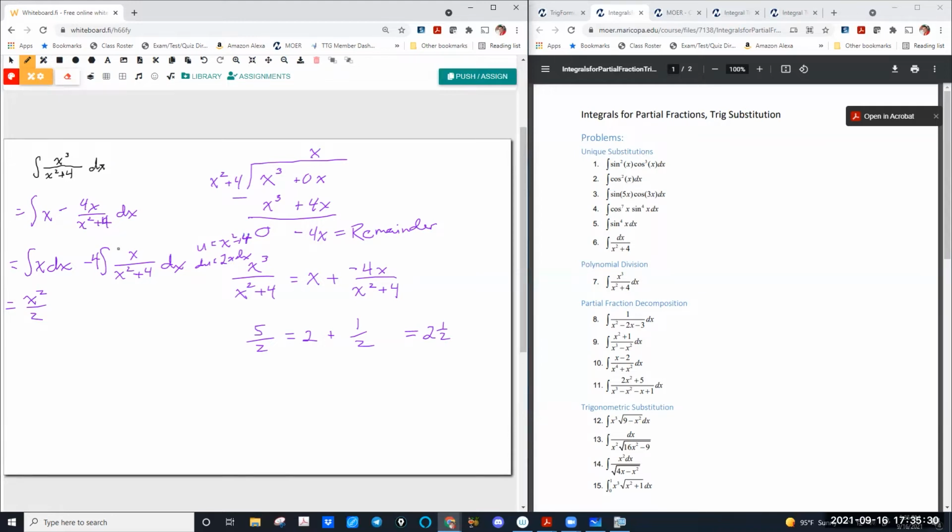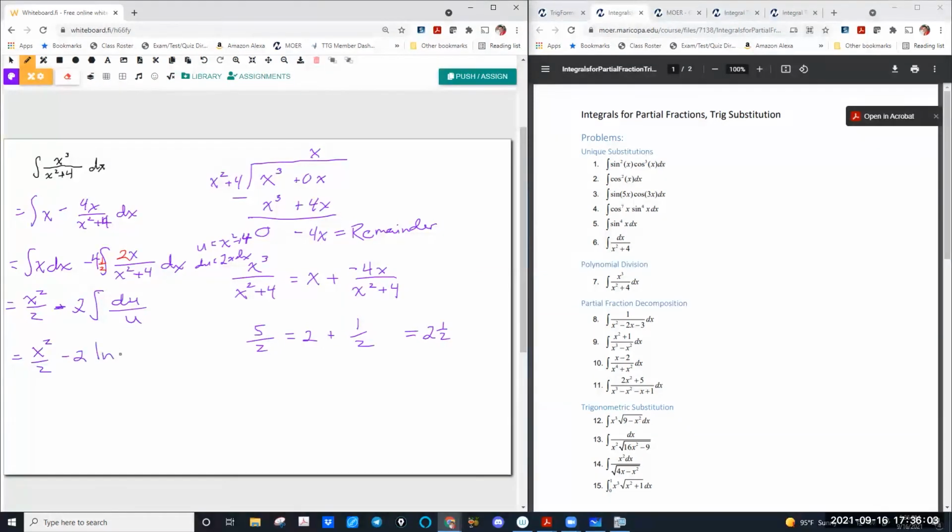So we need a 2 in here because of the 2x dx, which means I need a 1/2 out here. Just squeeze it in there. And so minus 2 times the integral. The 2x dx is du. X squared plus 4 is our u. So we have x squared over 2 minus 2 ln.